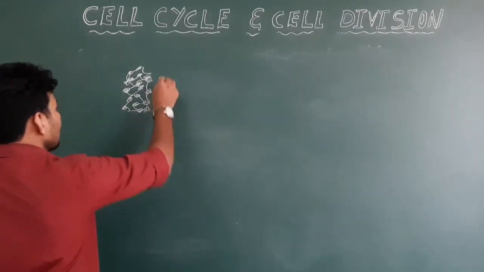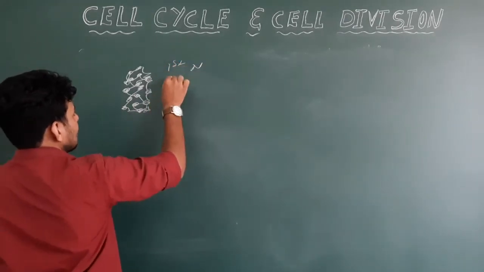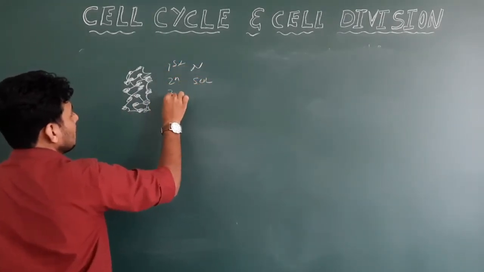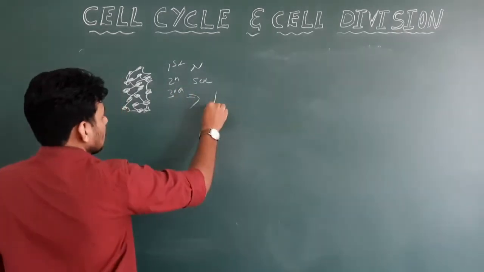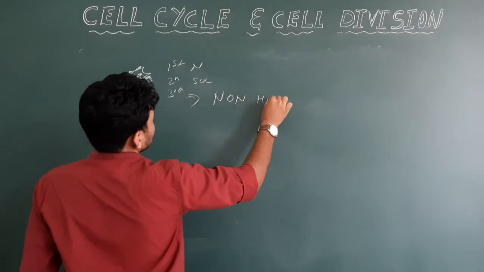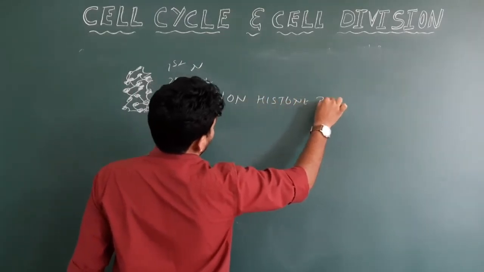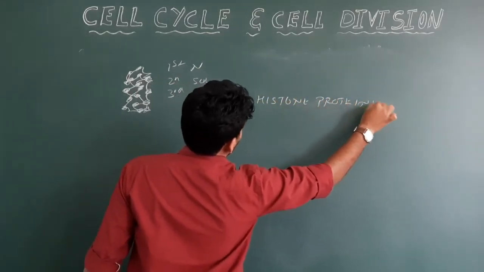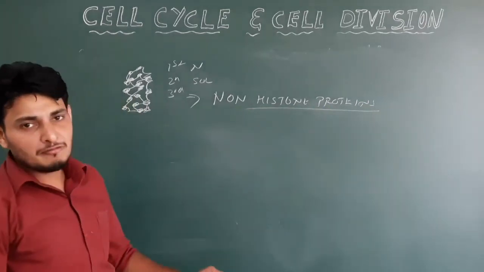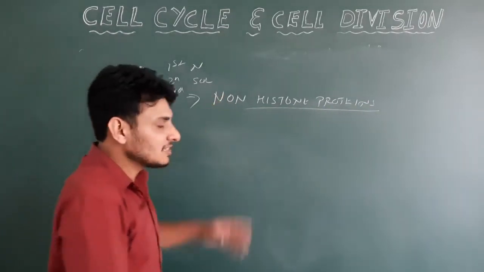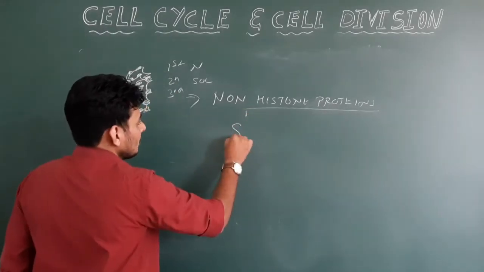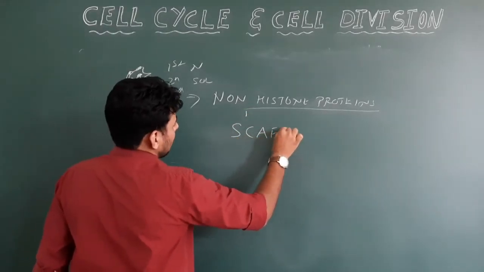Third time. First time is nucleosome. Second time is solenoid. Third time, I need higher level proteins. They are called non-histone proteins. That means I need a type of protein which are not histones. Some examples for non-histone proteins are scaffold proteins.